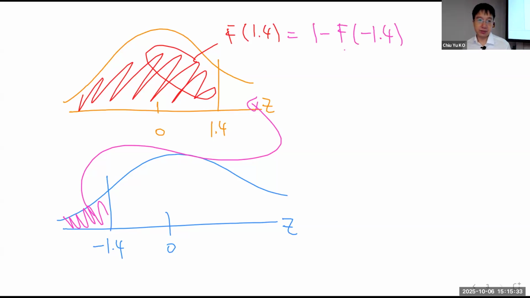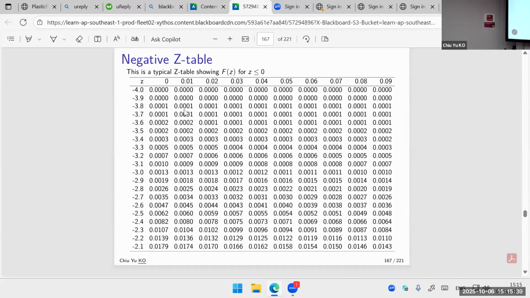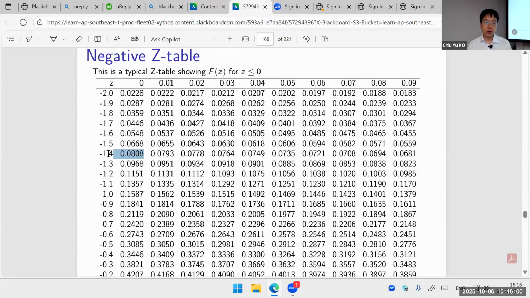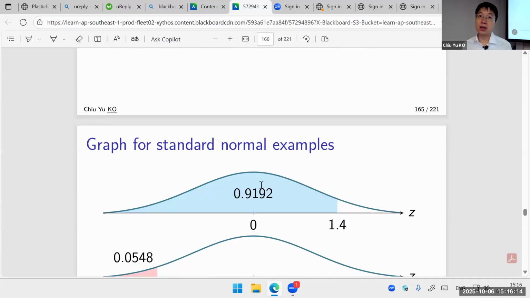Now, how to read this table? You need to read the leftmost column first, which gives you the biggest number, and then look at the second. Look at the row first before you go to the column. So negative 1.4 is here, and it's 0.0808. That means you subtract it from 1. That's how you get this answer.